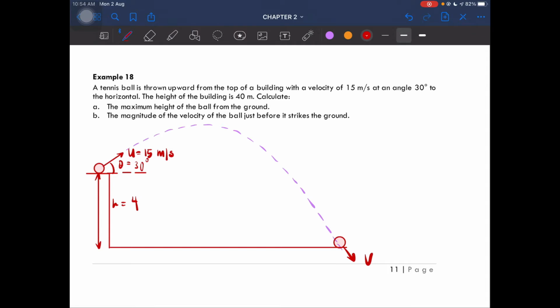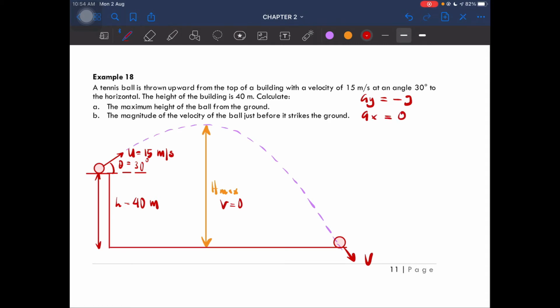Okay, so this is 40 meters. And then we have to find the maximum height, which is from the ground, so which is this one. Maximum height, how much? So what do we know? We know at maximum height, velocity is equal to 0. And what else do we know? We know that the acceleration in y is negative gravitational acceleration. Acceleration in the horizontal component is equal to 0.